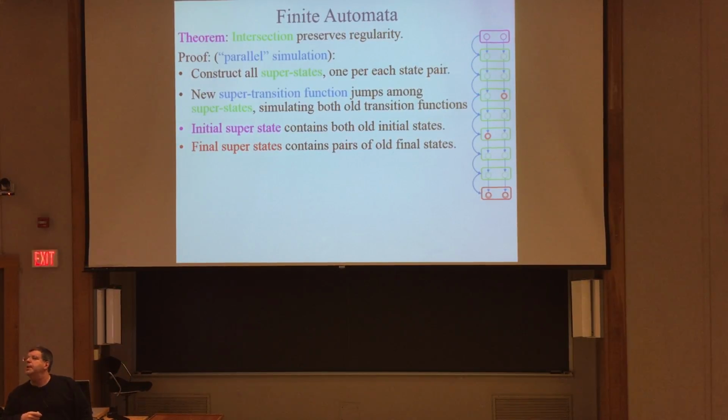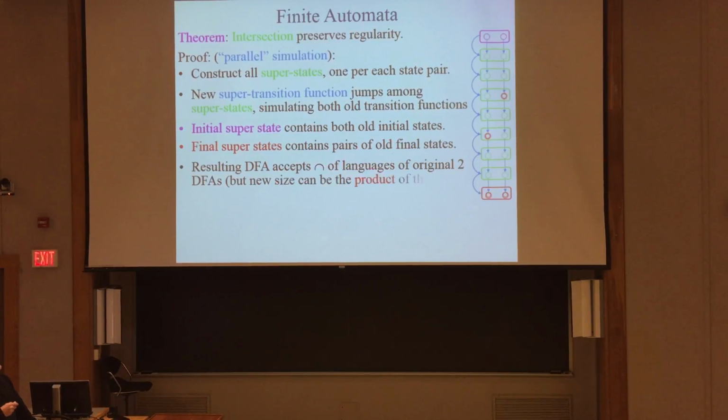How many get that? There could be many final superstates, but only one initial superstate. That one is unique, because there's only one initial state for the first machine and only one initial state for the second machine. Take those, and that's your initial superstate for the super machine. And so this resulting deterministic finite automaton accepts the intersection of the two original languages.